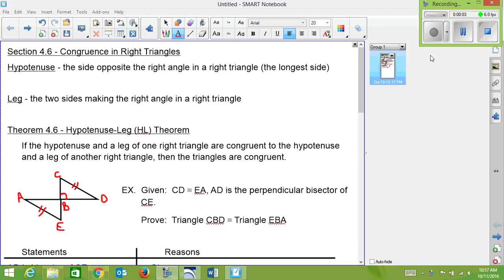Hello and welcome to section 4.6, which is on congruence in right triangles.